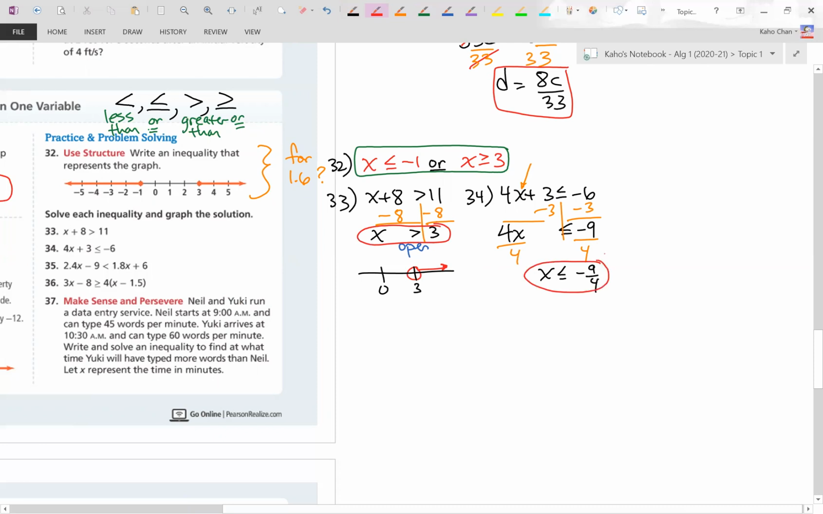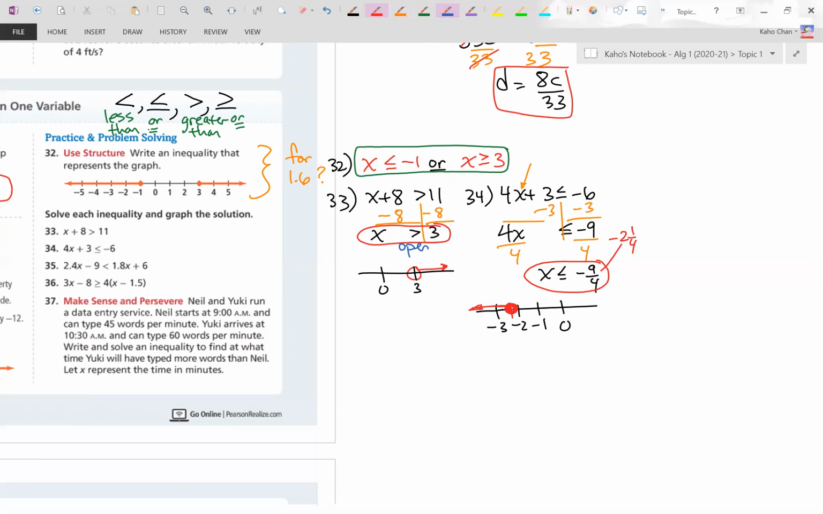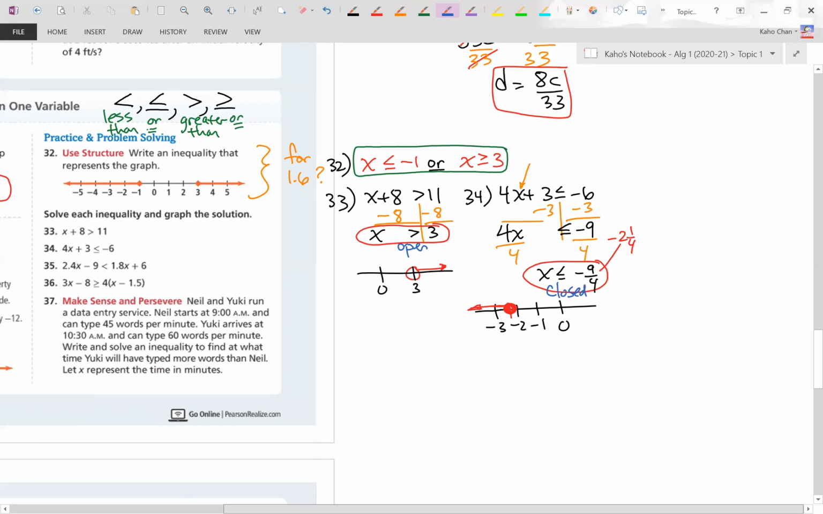Now, -9/4, you've got to convert that to a mixed number so you can graph it, literally -2 1/4 on the number line. Negatives on the left side. Negative 2 1/4 is right about there. This time it's a closed circle to the left. Closed to the left. Great.